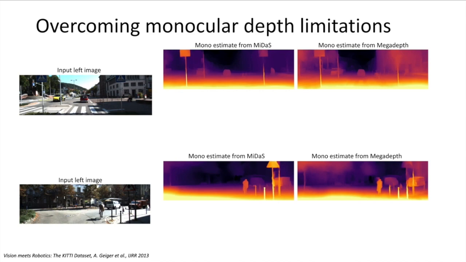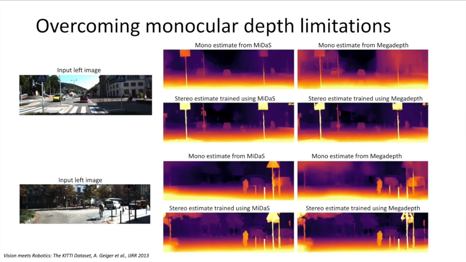Here we show monocular predictions for 2 Kitty images from MIDAS and Megadepth. Whilst they are reasonable, they both contain artifacts and tend to miss thin objects. In comparison, a stereo network trained with our approach is able to recover much more detail, showing that despite using inaccurate monocular depth data as input, we can still recover from its limitations. It is worth noting that none of these approaches have seen images from the Kitty dataset during their training.